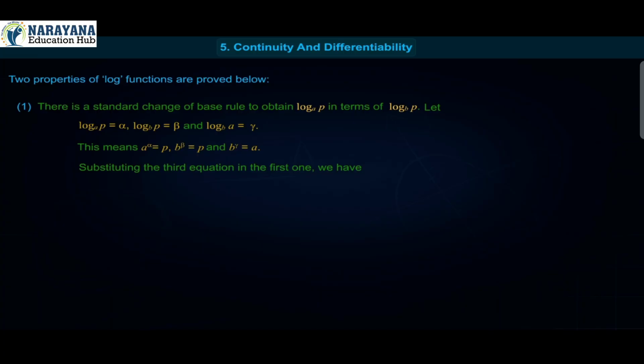Substituting the third equation in the first one, we have b raised to gamma, whole raised to alpha, is equal to b raised to gamma alpha, is equal to p.